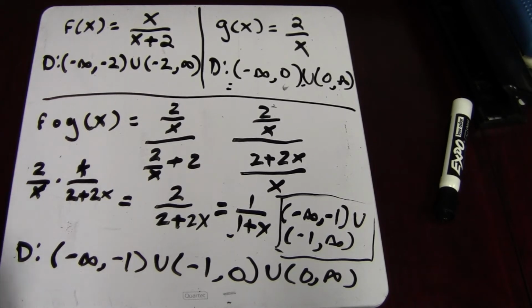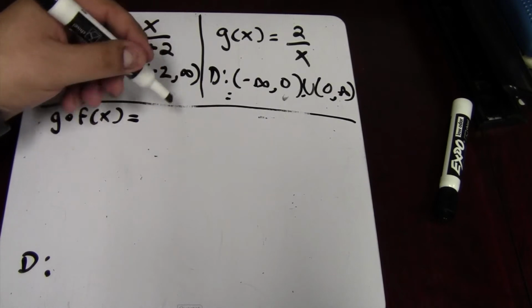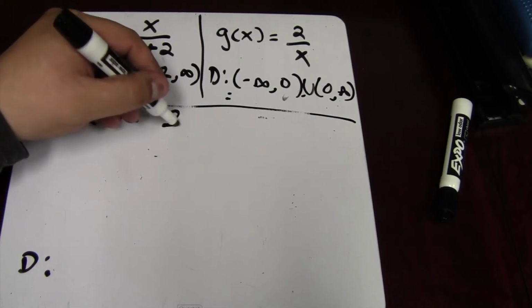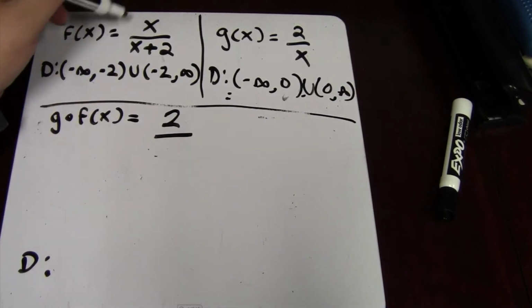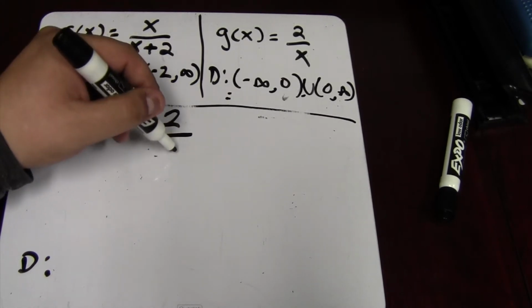All right, let's look at now g of f. Okay, so now for g of f, we're going to take our g here, which is 2 over x, but instead of the x, again, we're evaluating it at f, so we have to put it like this.